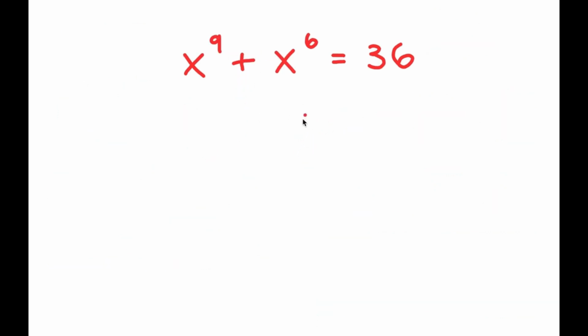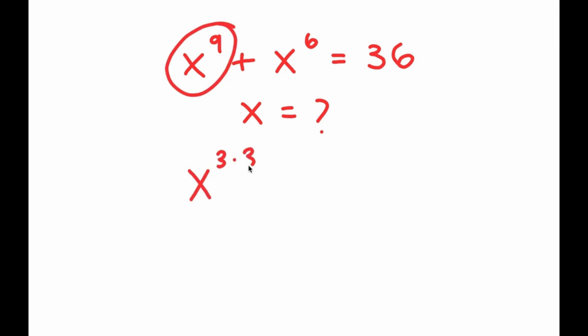Alright, so in this problem, I have x to the power of 9 plus x to the power of 6 is equal to 36. So I'm going to find the value of x here. Now, x to the power of 9, I can rewrite as x to the power of 3 times 3.